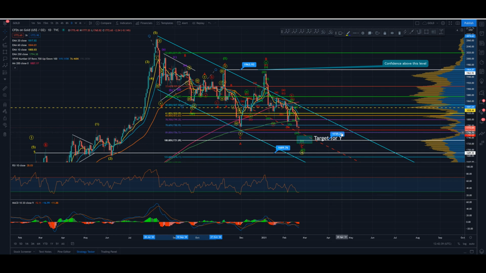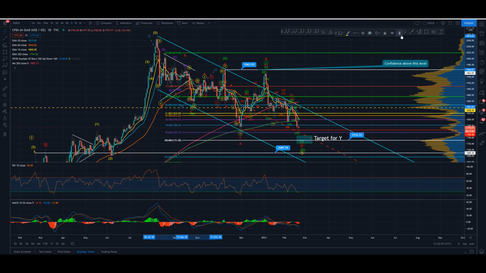I've got it at 1735 here. I think that's because I've moved the price label by accident at some point, but in this region, that's why I've got a target box down here around 1730. This would be parity Y with the W.